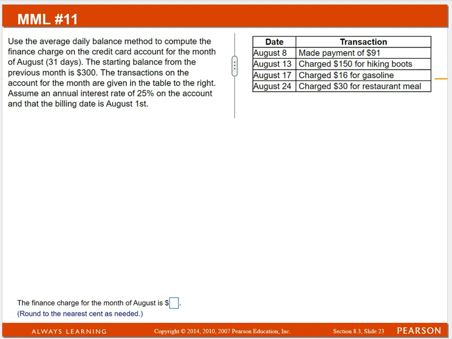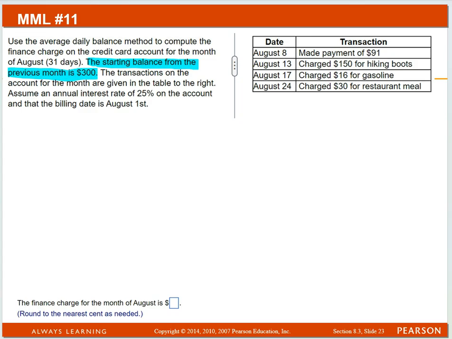All right, number 11 wants you to calculate the average daily balance to compute the finance charge on the credit card account for the month of August, which has 31 days. And it tells me that the starting balance from the previous month is $300.